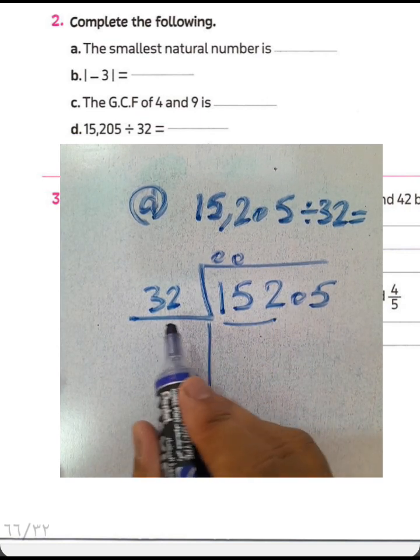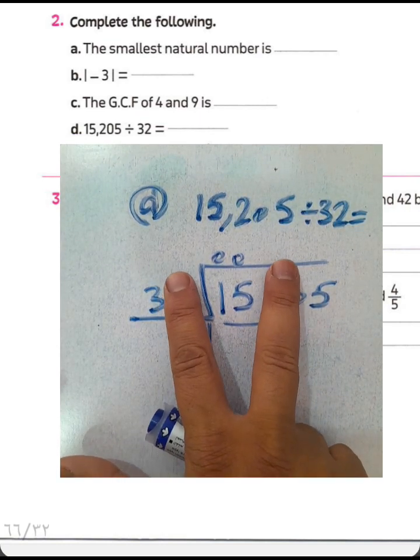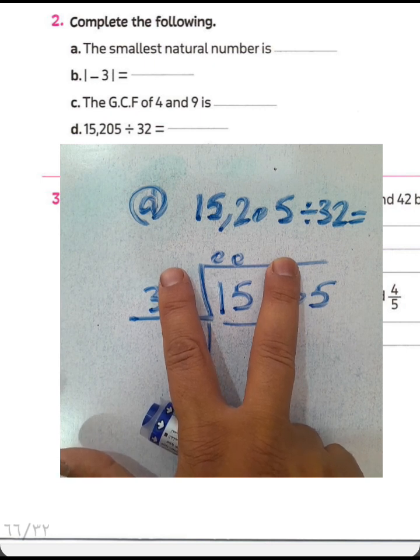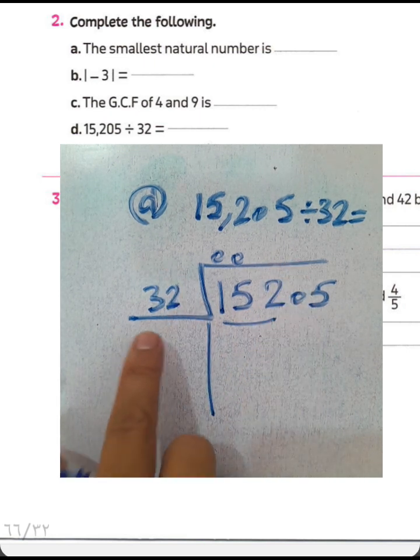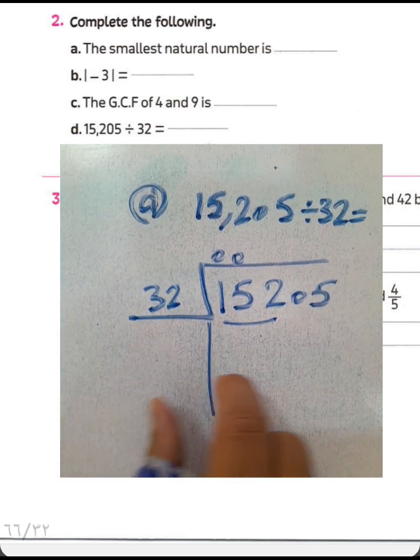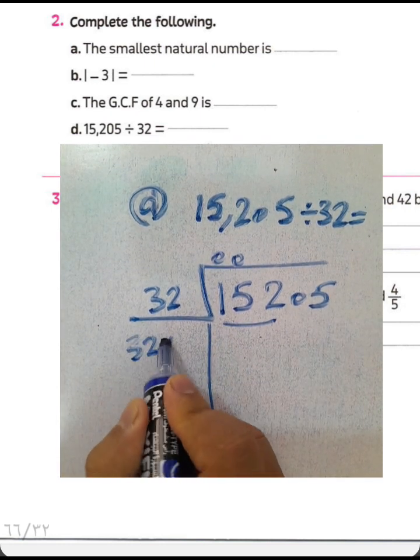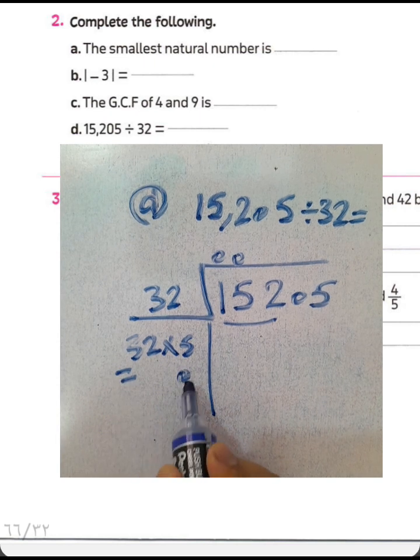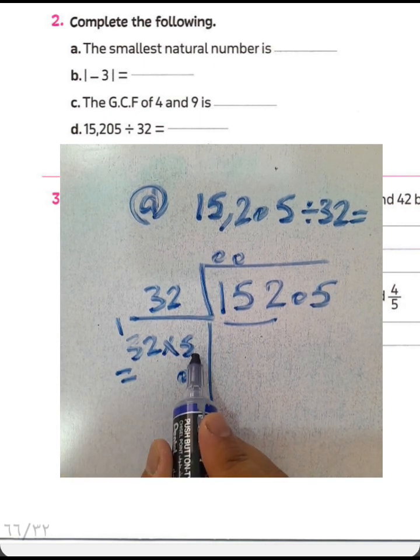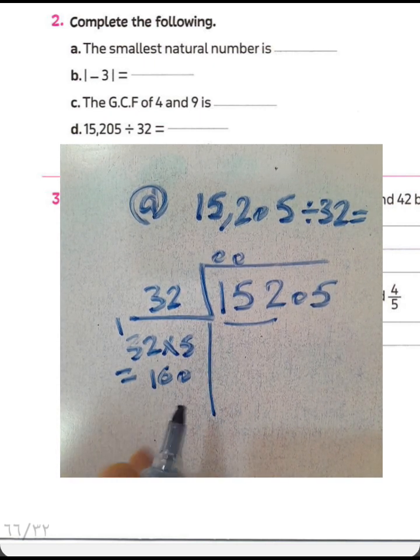152 divided by 32, you must divide one digit by one digit. And 15 divided by 3 will be 5, because 5 times 3 equals 15. So we can find the result by multiplying by 5 to find the number less than 152. Look here, 32 times 5. 2 times 5 equals 10, write 0 and carry 1. 3 times 5 equals 15 plus 1 equals 16.